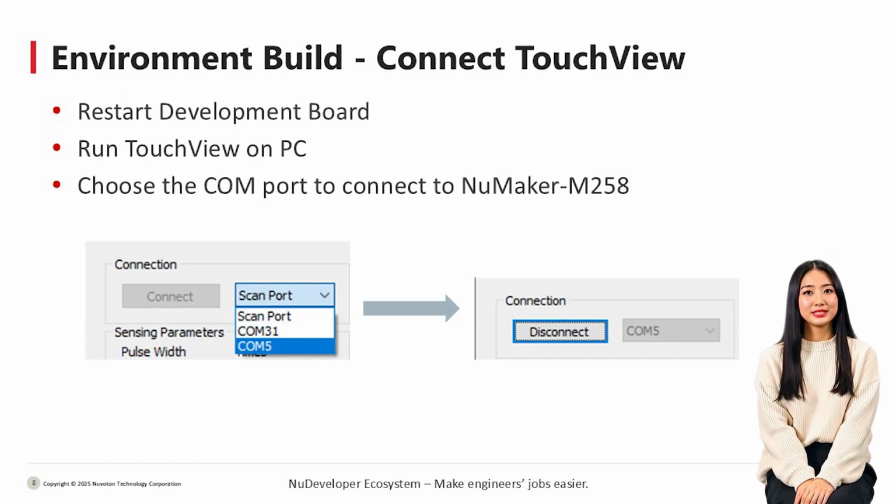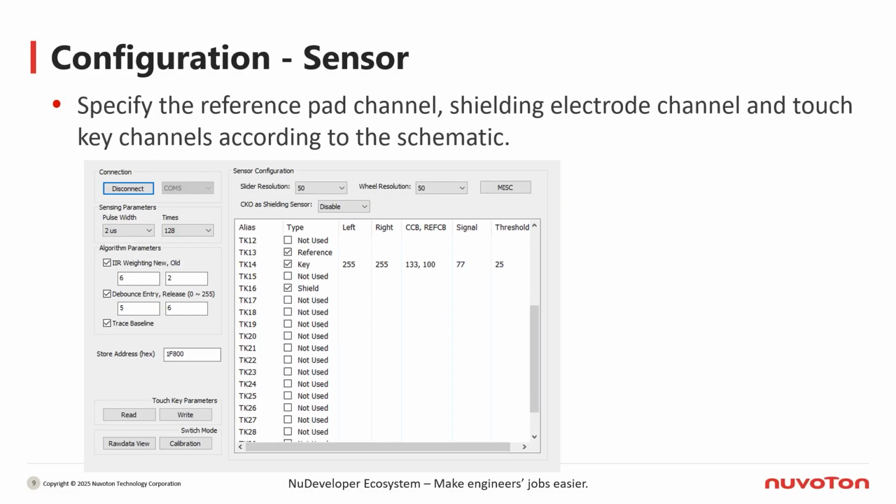After that, you need to connect the development board to the Touch View software. We restart the development board that has been programmed previously. After running the Touch View software on PC, choose the COM corresponding to the development board and connect it. So far, the touch key calibration environment has been established. Next, configure the sensor parameters of the touch key. First, configure the pins of the touch key.